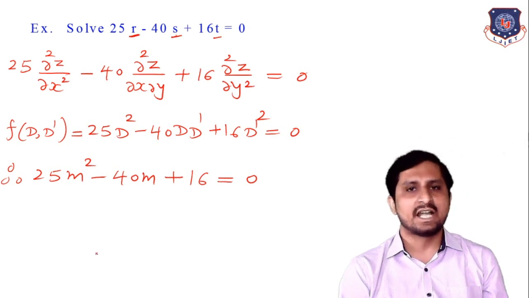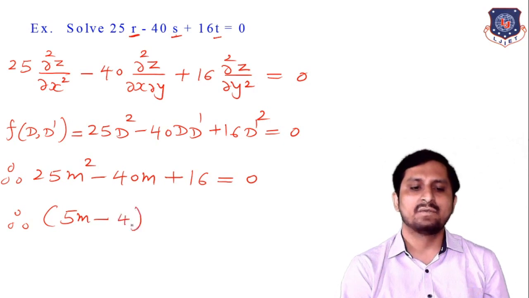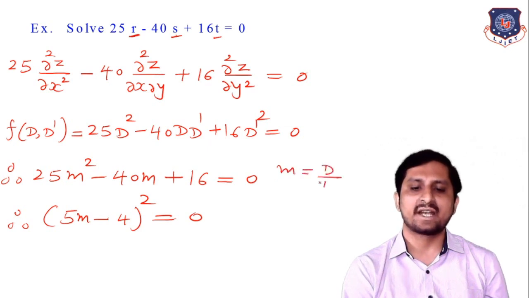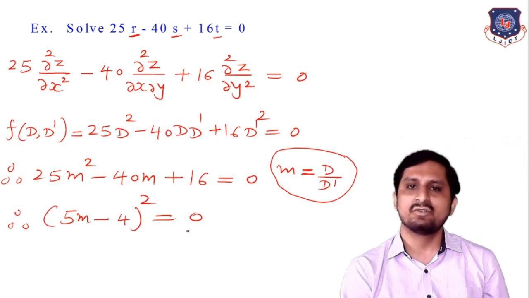Okay, clear? Now can you understand, this is our perfect square. So 25 m square minus 40 m plus 16, that is equal to 0, can be written as (5m minus 4) whole square, that is equal to 0. Correct? Don't forget, m is nothing but D by D dash. So just write down in each and every example, mention the value of m is nothing but D by D dash.